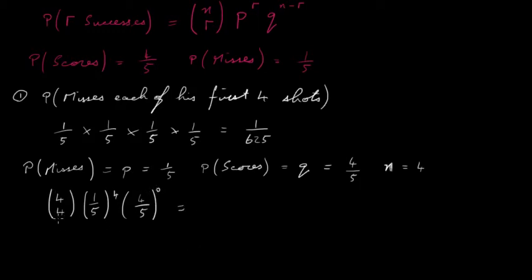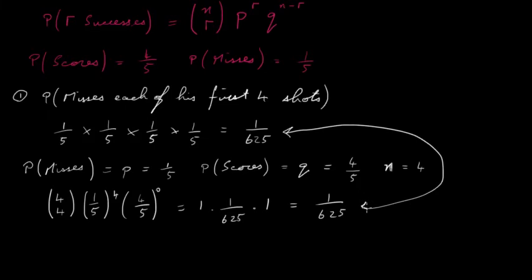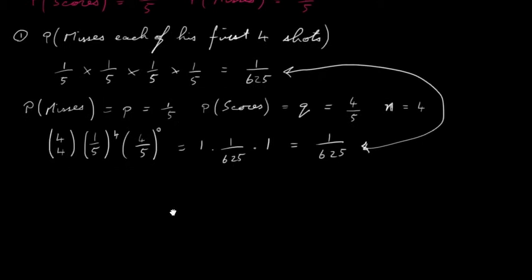So 4 choose 4 here is going to be 1. 1/5 to the power of 4 is just going to be 1/625. And 4/5 to the power of 0, anything to the power of 0 is just 1. So our answer here is the same as above, it's just going to be 1/625. So we got the same probability here. Okay, so that's our first question: the probability that he misses each of his first 4 shots. Let's move on to doing something else.